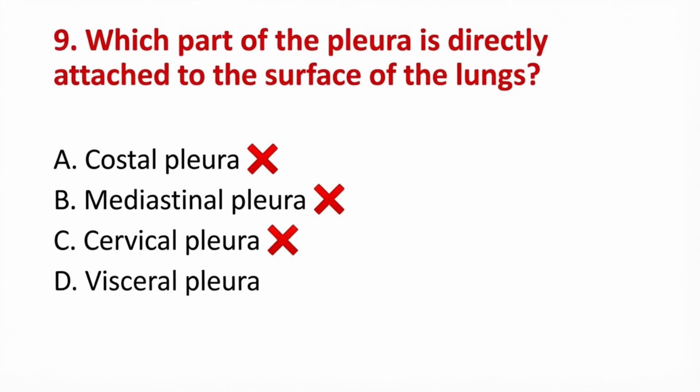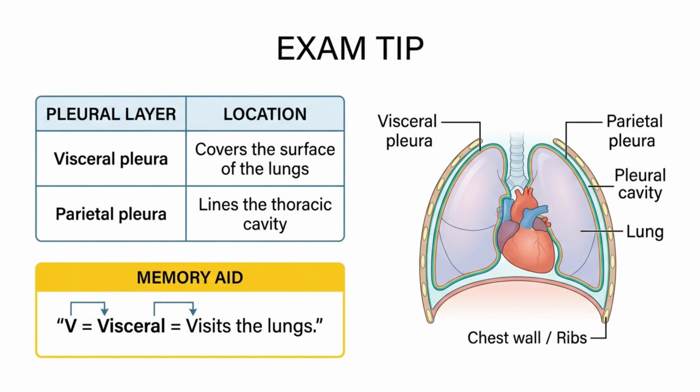Here is an exam tip. Remember this simple rule. Visceral pleura is stuck to the lungs, while parietal pleura lines the thoracic cavity. If you remember V is for viscera, the lungs, you will quickly identify the correct pleural layer in exams. Let's go to question 10.